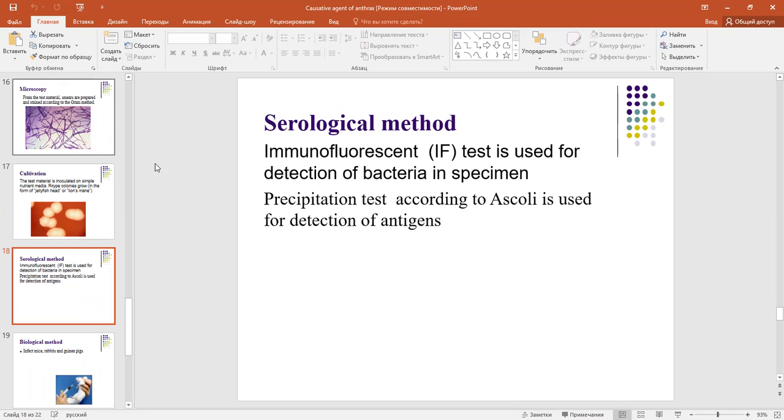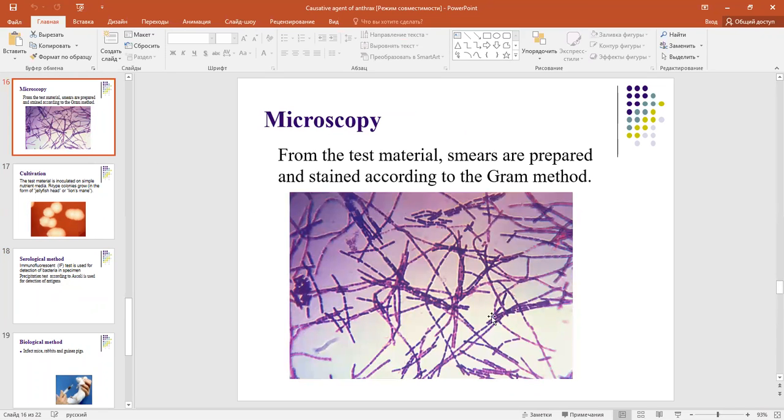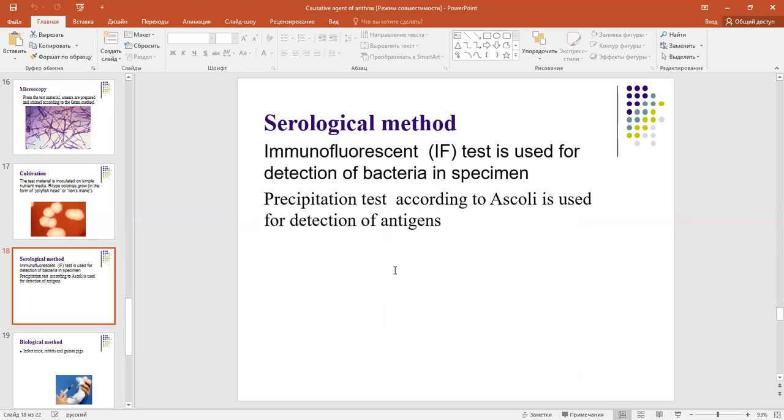By the Gram staining method, it is not possible to identify the bacteria. We are not sure that they belong to the Bacillus anthracis species because the Bacillus genus includes many species. Of course, for rapid diagnosis, the immunofluorescence test is used. The direct immunofluorescence test, IF test, is used for detection of bacteria in the specimen.